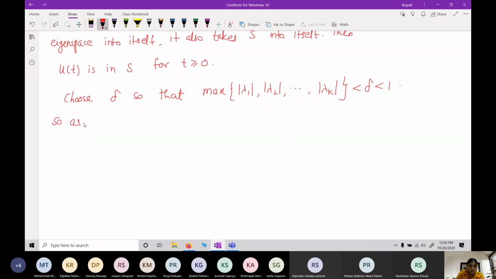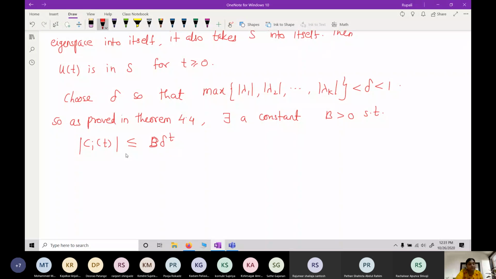So as proved in theorem 4.4, there exists a constant, we have already proved this, a constant b strictly greater than 0 such that the modulus of c_i(t) is less than or equal to b times delta raised to t. This we have proved.